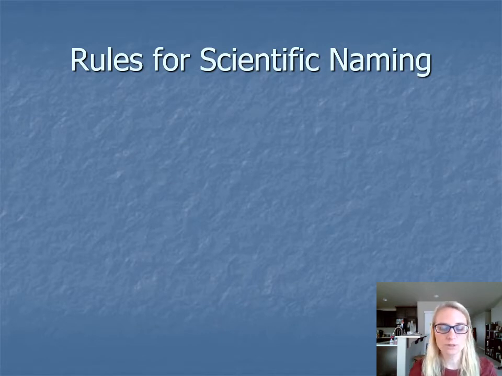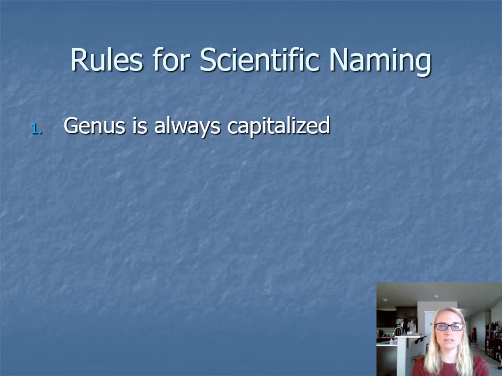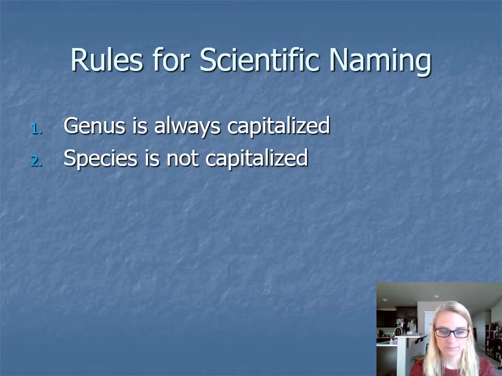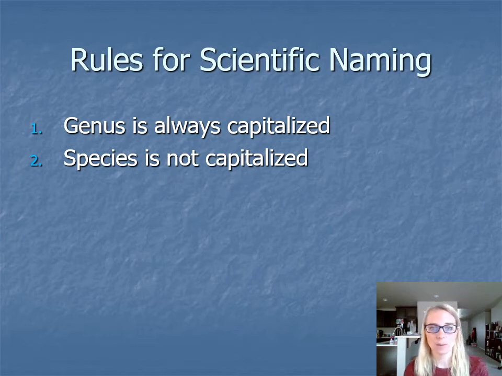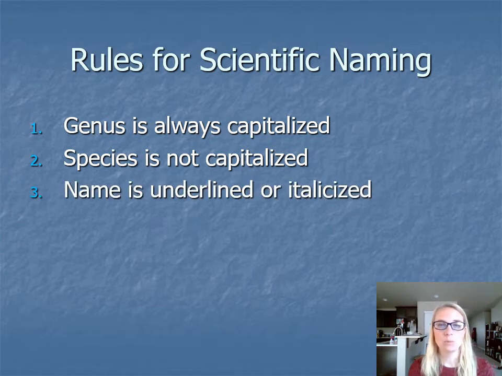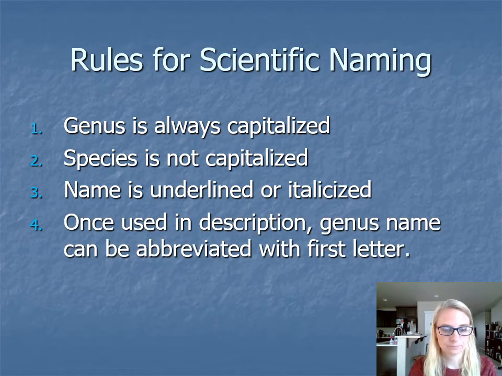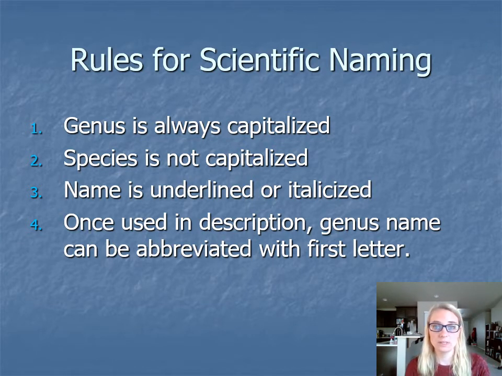So I have some rules for scientific naming. The genus name is always capitalized. The species name is not capitalized. And the name, when writing it, is either underlined or italicized. So that helps to kind of pop that name out of the typical text of whatever it is that you are reading. And then lastly, once you've used the full name, the genus and species written completely out in your description, you can then abbreviate it by abbreviating the genus, just the first letter of the genus, but then spelling out the name of the species. And so let's do some examples.